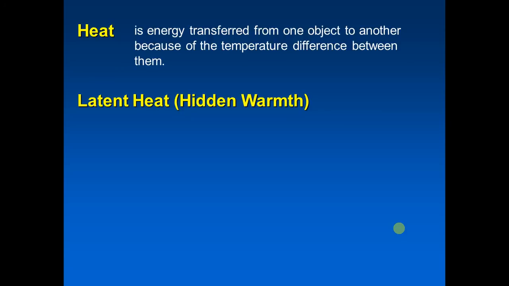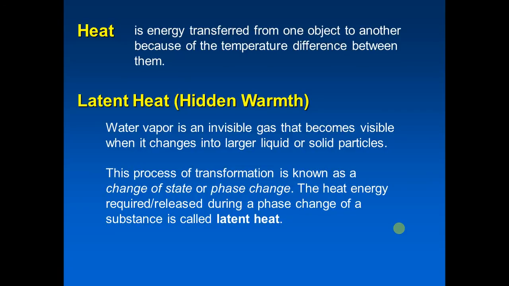Latent heat is a hidden type of heat. This is very important when we talk about cloud development and thunderstorms and atmospheric instability. You see, water vapor is an invisible gas that becomes visible when it changes into larger liquid or solid particles. I want you all to know that you can't see water vapor. So when you see a cloud, you're not looking at water vapor. That's invisible. Clouds are made up of either liquid droplets and or ice crystals. So when water vapor or moisture in the air turns into liquid droplets, condensation, or ice crystals, deposition, in great enough amounts, it can form clouds.